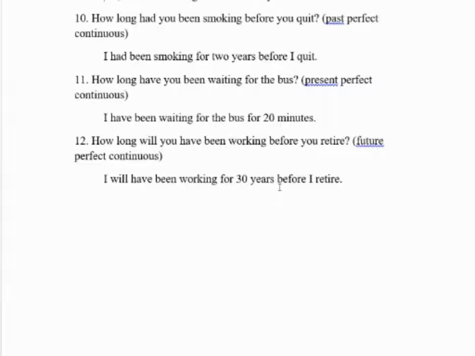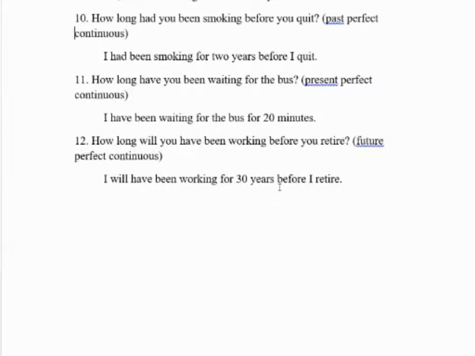Number 11. How long have you been waiting for the bus? Use present perfect continuous. The answer, I have been waiting for the bus for 20 minutes. Again, if I ask how long has she been waiting for the bus, the answer, she has been waiting for the bus for 20 minutes.